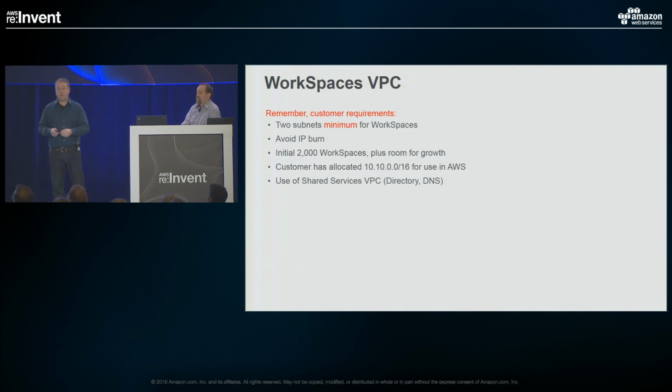So just as a recap, remember, we need 2 subnets minimum. We're looking to avoid IP burn. We have an initial 2,000 workspaces plus room for growth, right? We know what the IP space has been allocated. It's a 10.10.0.0/16 for the entire AWS. And in the example that my colleague mentioned, they're already deploying applications in the cloud, so some of that space has already been used, okay?